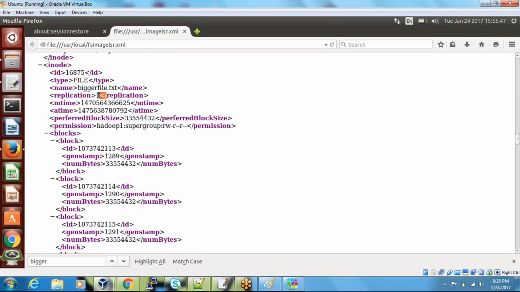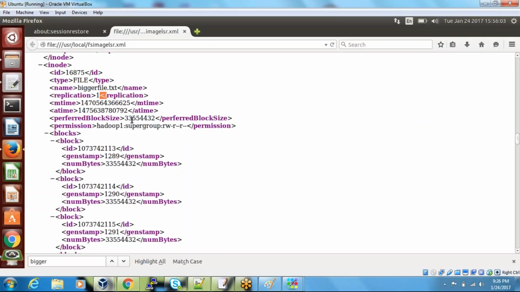Someone asked me what is replication factor. Sorry guys, you missed the last class. Because of that, you are not getting what replication factor is. Replication factor tells you how many copies you have to maintain. Very simply, how many duplicate copies you want.